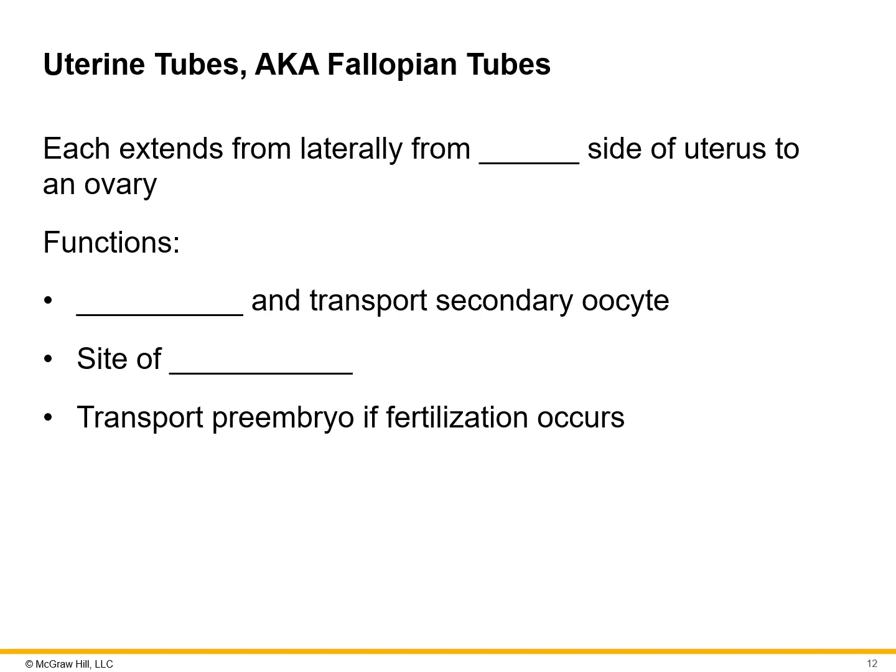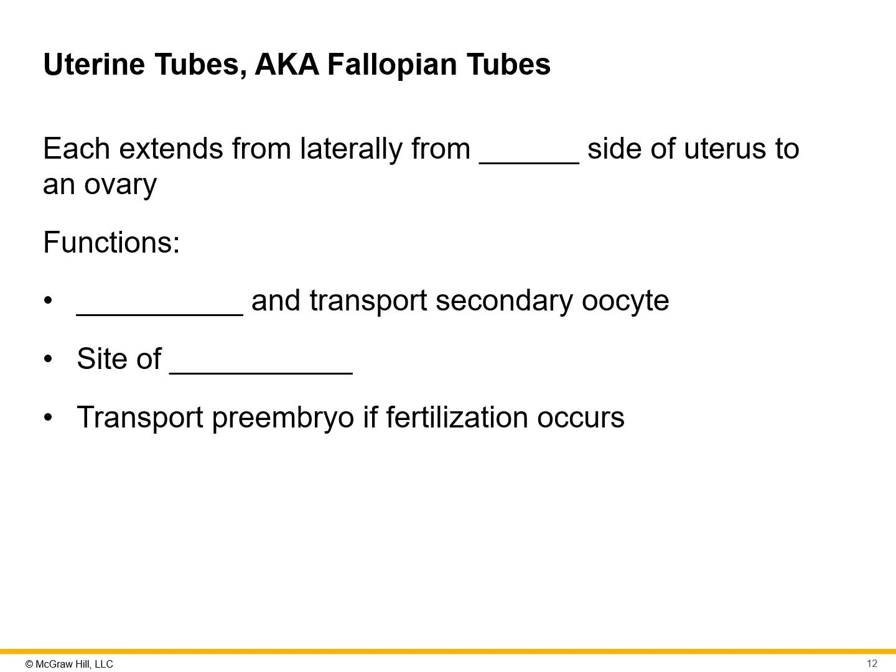So then talking about our uterine tubes, like I said, they're also called fallopian tubes. Each is going to extend laterally from the upper side of the uterus to an ovary. The functions of the uterine tube are going to be to receive and transport the secondary oocyte. So it's getting that secondary oocyte from the ovary and bringing it down into the uterus.